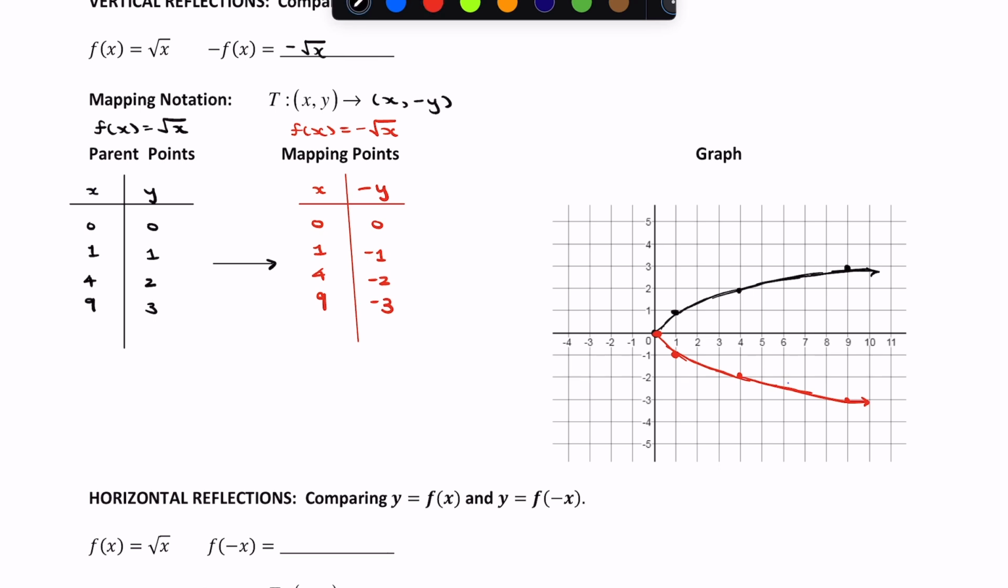So here we have y is equal to square root x, and our transformed function, y is equal to negative square root x. And we see what's happening here is that the original parent function is being reflected across the x-axis. If we put a mirror on the x-axis, we'll see that it would be the same on both sides.